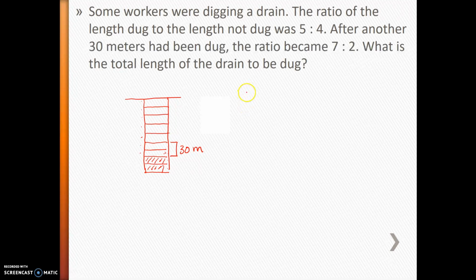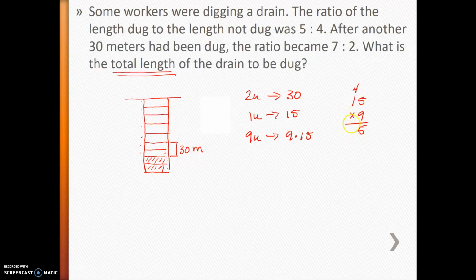Well, now I have something to go on. So if 2 units equals 30 meters, 1 unit is going to equal 15 meters. We want to know the total length of the drain to be dug. So we're going to solve for all of those units. So 9 units equals 9 times 15. And let's work that out over here. A little calculator over here in the corner. 9 times 5 is 45. 9 times 1 is 9, plus 4 is 13, and we get 135 meters.